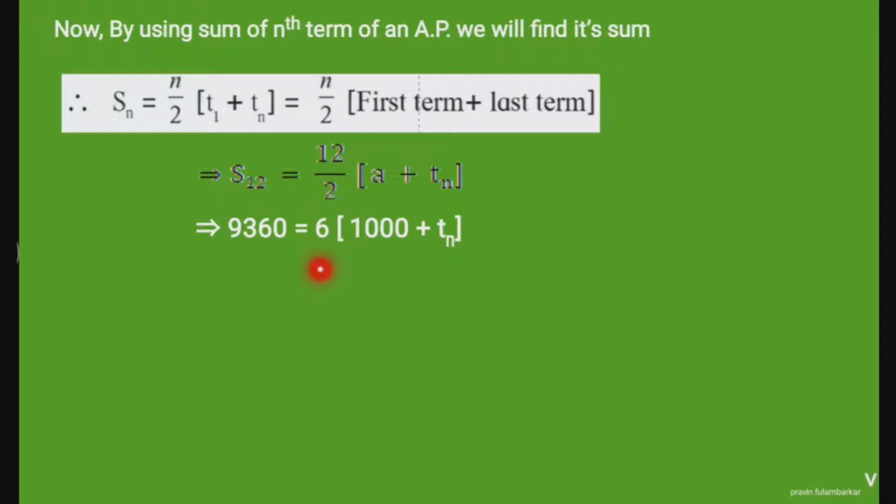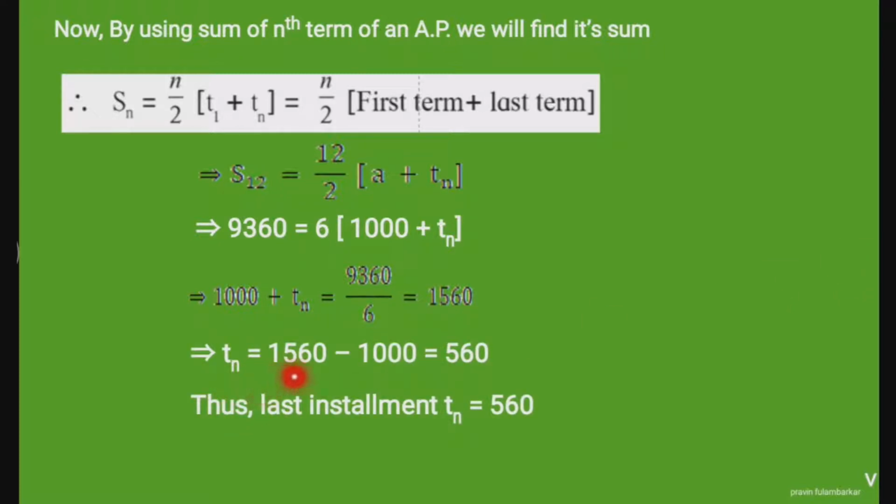9360, this 12 upon 2 as 6. A is first term, so we calculate the value of a as 1000. So from this we get the value of Tn. So first we have to divide this 9360 by 6. So we get here 1560. So from this we can calculate the value of Tn.